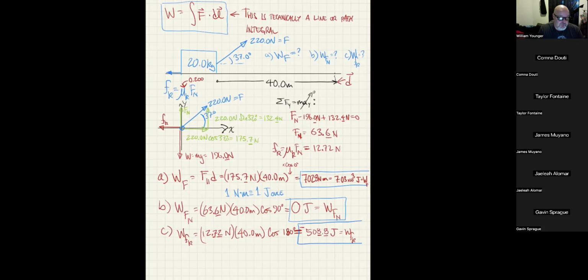Me applying a force of 220 newtons at 37 degrees was more than sufficient to overcome the friction force. So I won and pulled it to the right, and the friction force was working on me and making it harder for me to move. But still, I got to ultimately move to the right, whereas the friction force was pulling to the left, and therefore came up negative. Any questions on that?